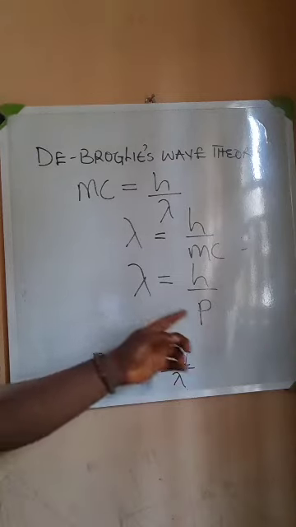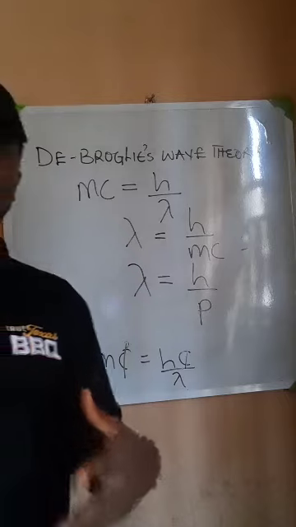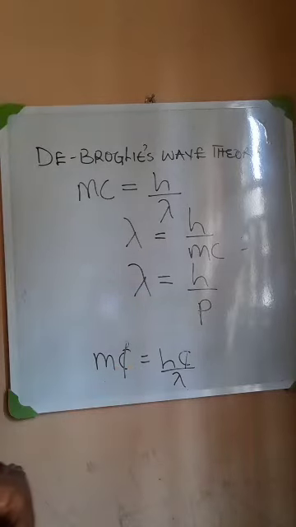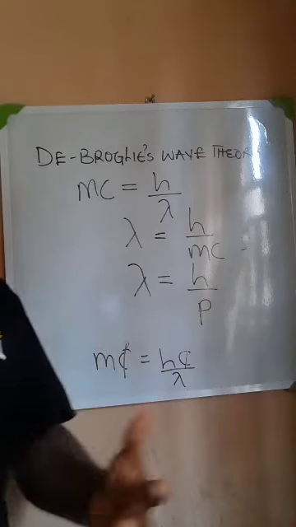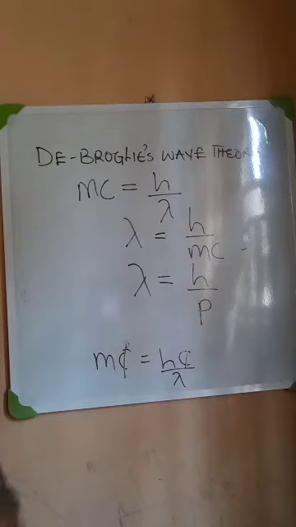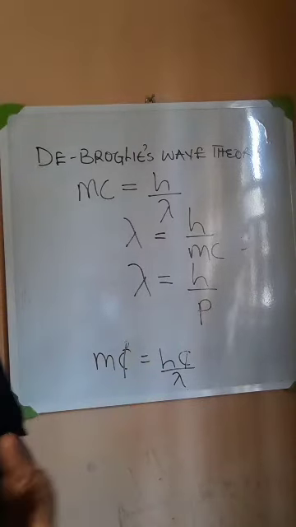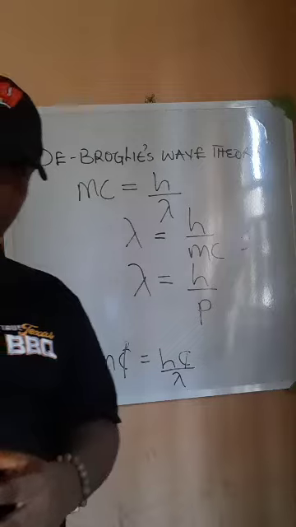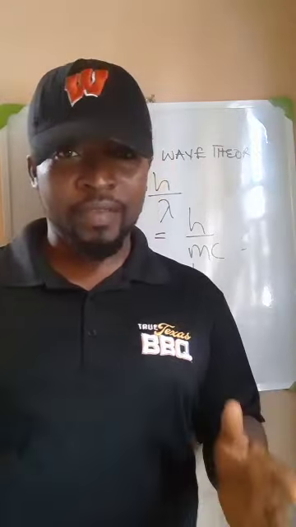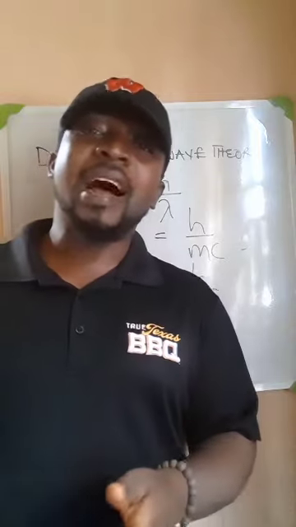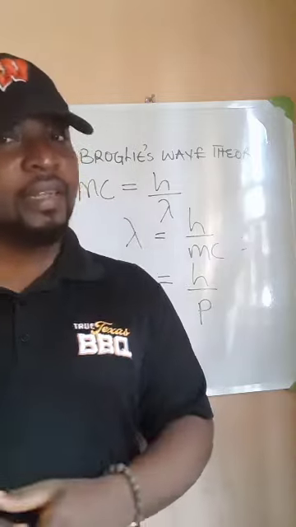So this explains what we call the duality principle, that is, the dual nature of matter. It shows that matter has some wave-like characteristics and some particulate characteristics as well. So that is what we mean by the dual nature of matter, or the duality principle. It means that you and I are particles and also waves at the same time. So we have wave-like characteristics and we also have particulate characteristics.